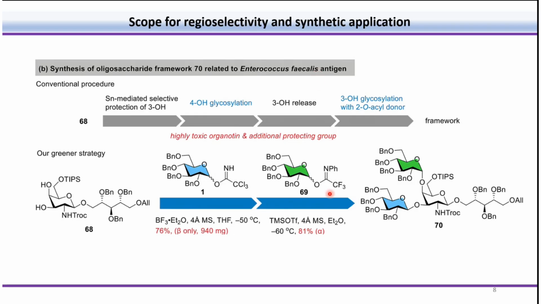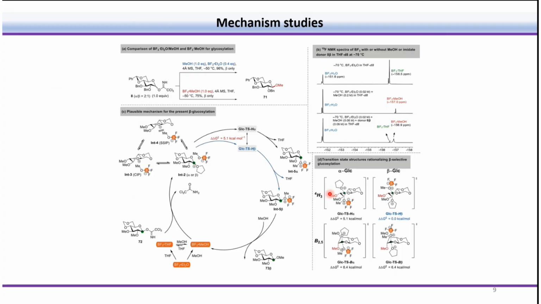After this reaction condition and substrate scope, they tried to work out the mechanism of this reaction. First they did two comparisons, like BF3 etherate with methanol, and methanol alone. In the first condition they are taking BF3 etherate with methanol. In the second condition they are taking only methanol. In both cases they got 71 as a 1,2-trans product. So using these two conditions they found that in both cases BF3·MeOH is forming.